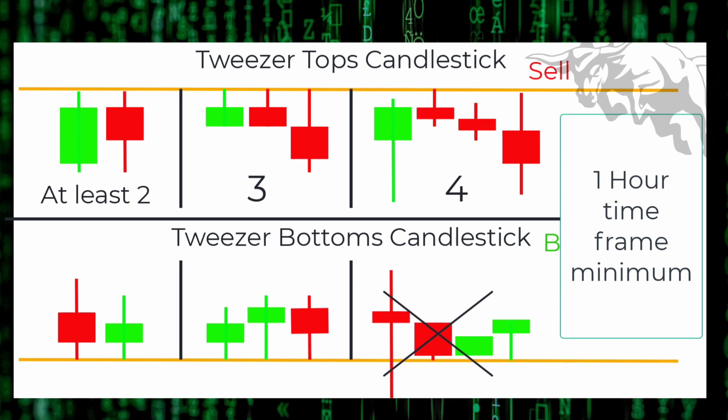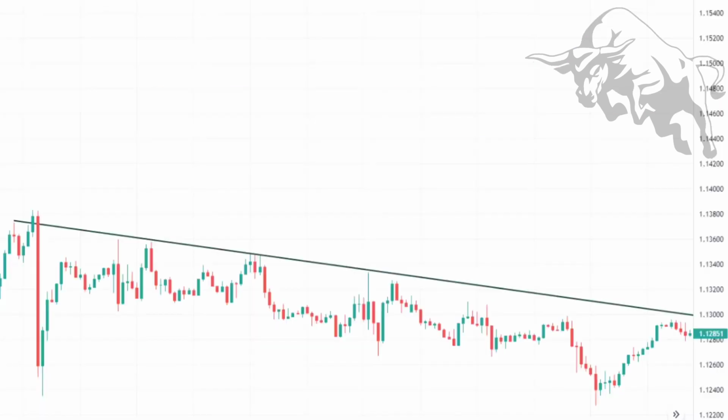The tweezer tops and bottoms can be traded only when combined with a technical factor, and I prefer to see it form once it touches a solid trend line. This pattern works great in the Forex market, especially once you back it up with a trend line as a supporting technical factor. Here is an example of the tweezers tops pattern on the 1 hour chart.